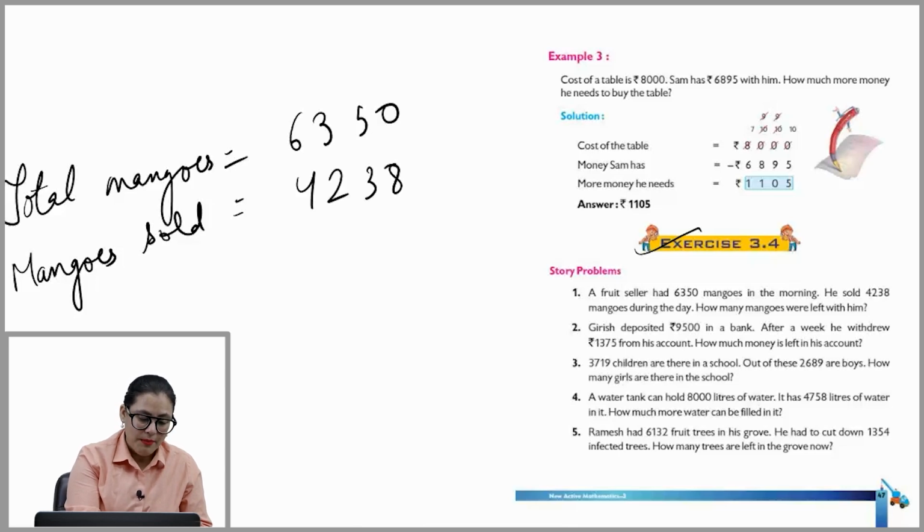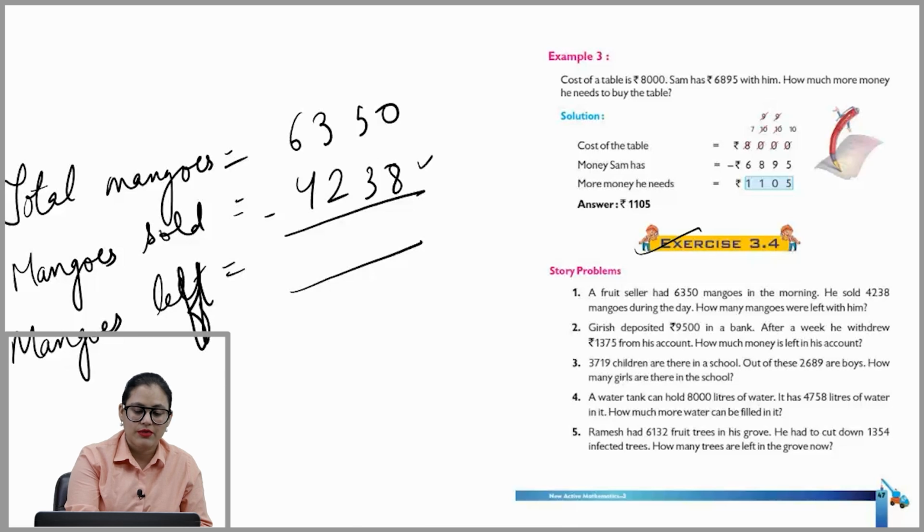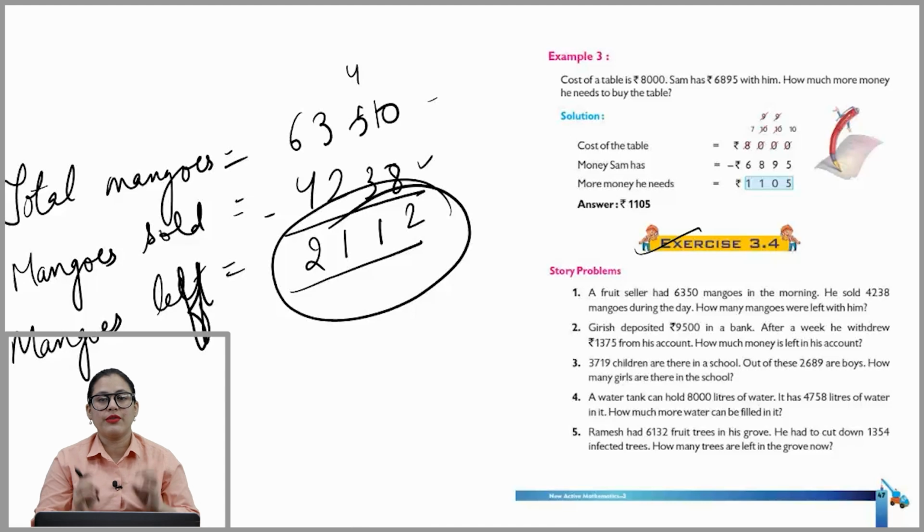4,238. Now, how many mangoes are left? We will know this when we subtract this from this. So, let's subtract. You cannot subtract 8 from 0. Borrow from here. It becomes 8, it will become 4. 10 minus 8 is 2, 4 minus 3 is 1, 3 minus 2 is 1, and 6 minus 4 is 2. So, 2,112 mangoes were left with that shopkeeper. Okay.